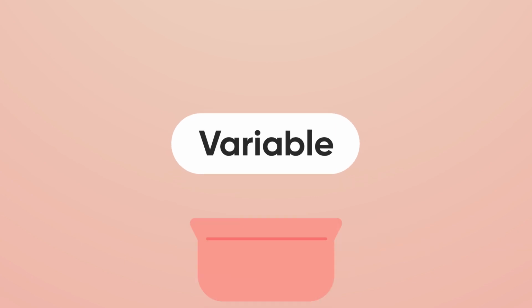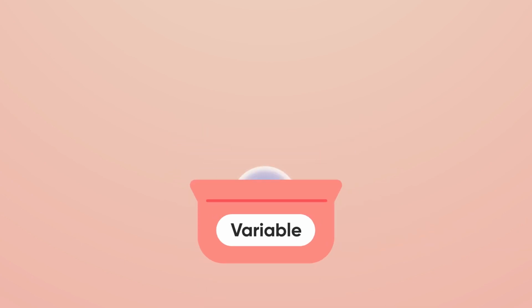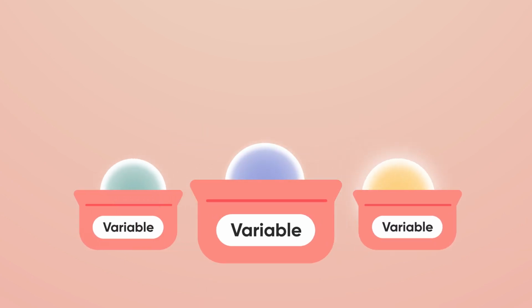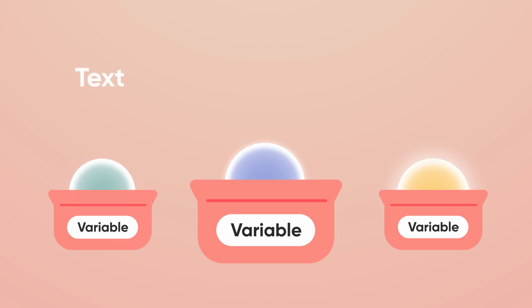Think of variables as a basket. Deposit one type of value into each variable, whether it's text, numbers, or color codes. You can then use these values again and again within your interactions.